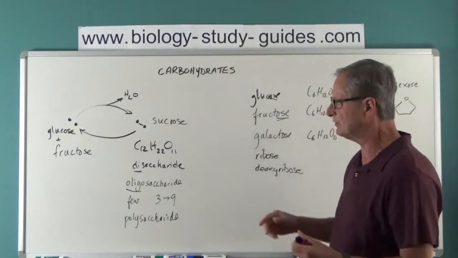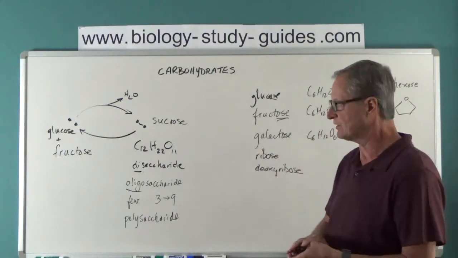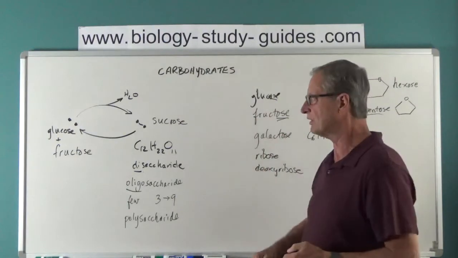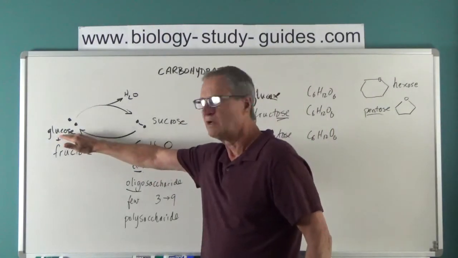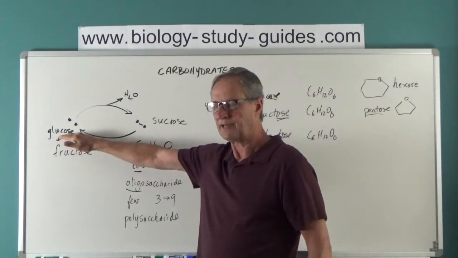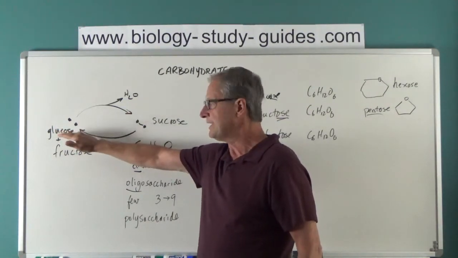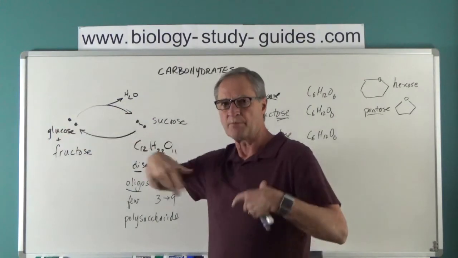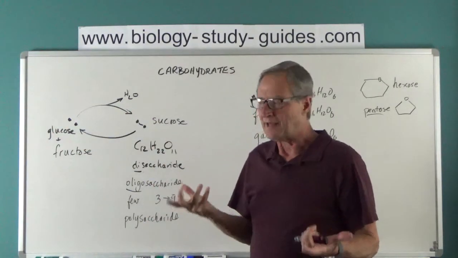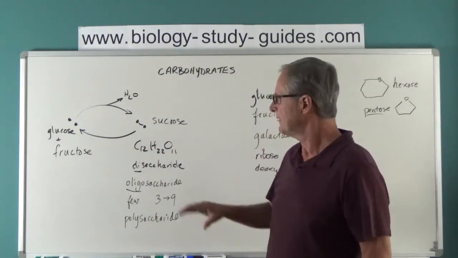Just want to sit back to the functions of some of these things. I've sort of glossed over that part already. Glucose, primary energy molecule. That's its function. It's made by photosynthesis. We ingest glucose. Glucose is burned in our cells, and that's how we get ATP energy.